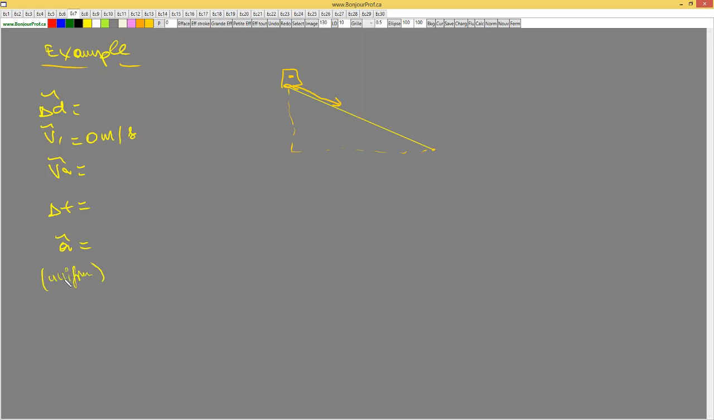So what else do we have? What are they giving us? They give us the time. What is the time? 6.0 seconds. 0 seconds, they give us. At 6 seconds, the V2, it is what? 4.2 meters per second. So what is question A?